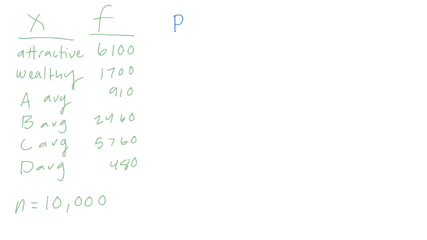So remember, our formula looks something like this. The probability of whatever we're interested in, so I'm going to put A here. The probability of A is equal to the number of times that occurs over all possible outcomes.